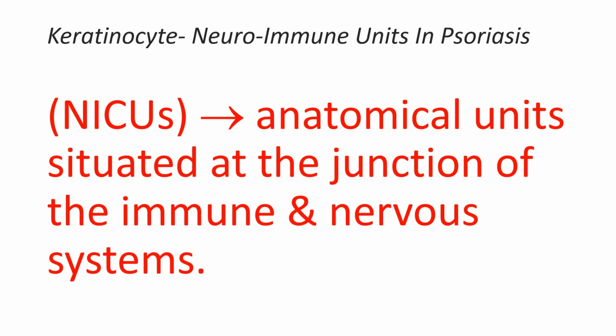Lately, neuroinflammation has gained recognition as a significant contributor to pathogenesis. Neuroimmune cell units represent anatomical units situated at the junction of the immune and nervous system, present in both healthy states and during disease conditions. Clinical investigations have established the key role of the peripheral nerves in the progression of psoriatic lesions.